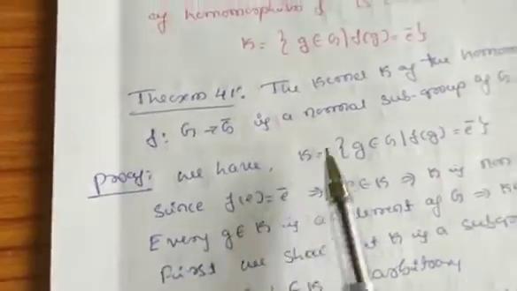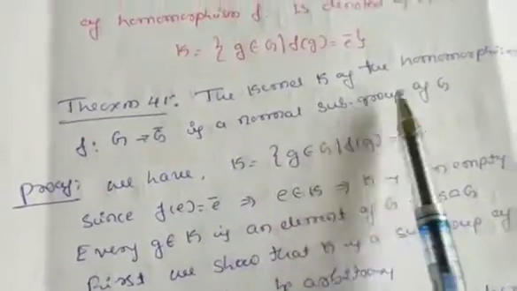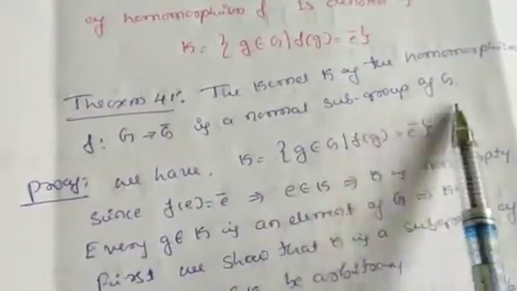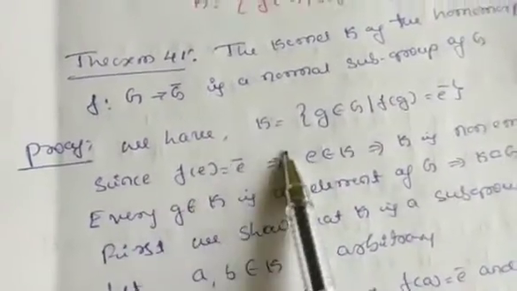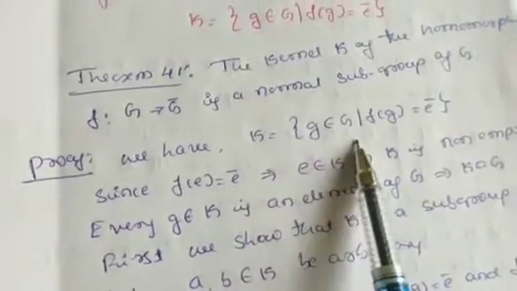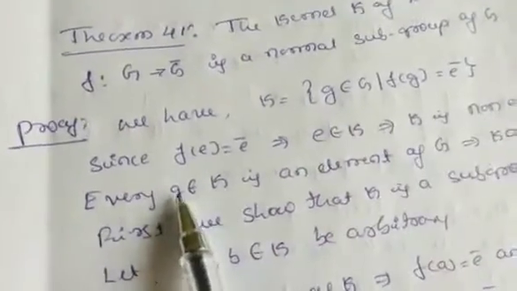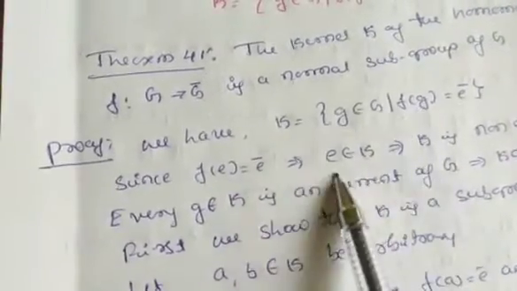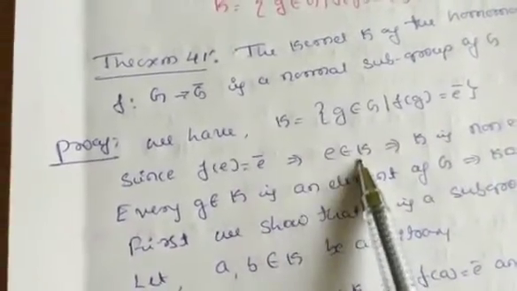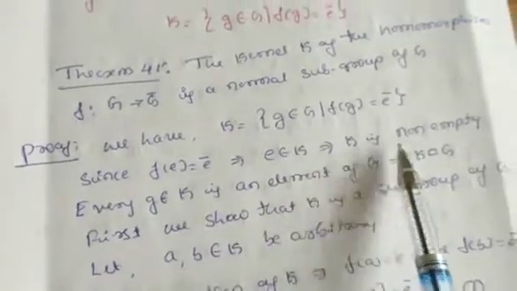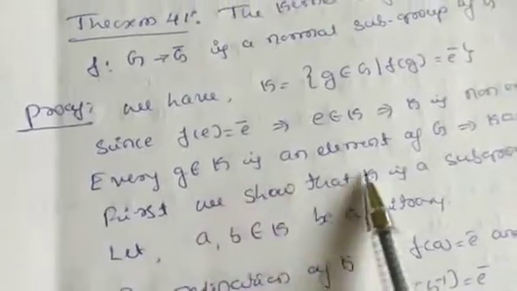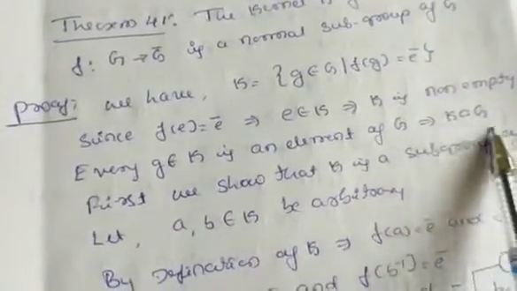Take one theorem. The kernel K of homomorphism f from G to G bar is a normal subgroup of G. Suppose K is defined as g which belongs to G such that f of g is equal to e bar. Since f of e is also e bar, e is an element of K, and this implies K is non-empty, it has at least one element. Every element of K is an element of G, this implies K is contained in G.